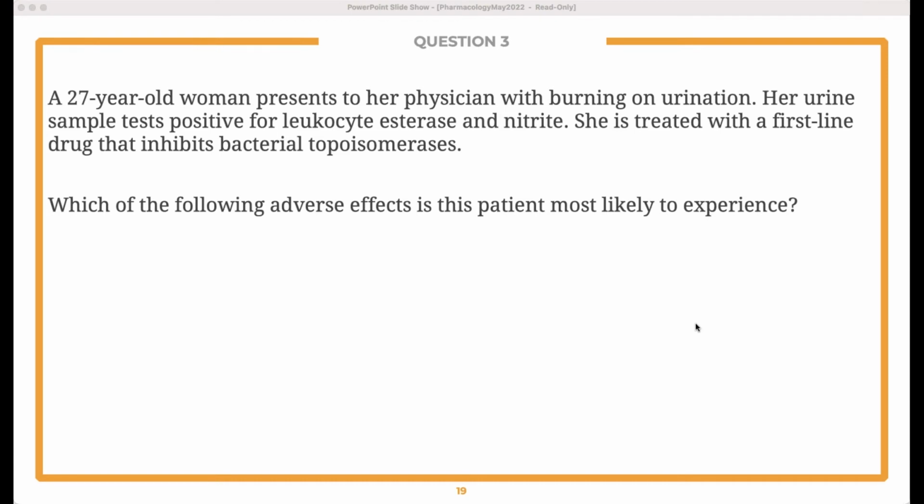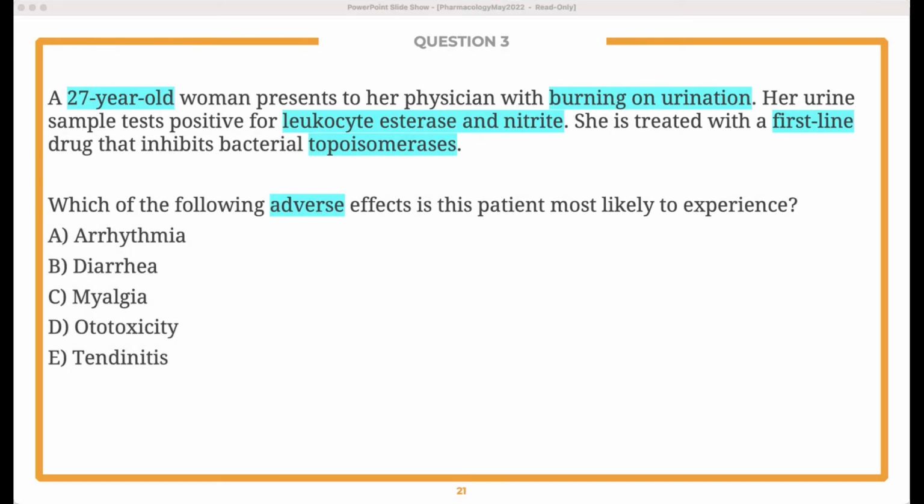Well, thank you, Jeff. Once again, we're going to show you what we think are the important clues in the vignette and lead-in here. Once again, a 27-year-old woman, right? She's presenting with burning on urination, she's got positive tests for leukocyte esterase and nitrite, and they treat her with a first-line drug that inhibits bacterial topoisomerase. They gave you a great clue there. And they're asking us which of the following adverse effects is this patient most likely to experience. So this is likely a 3-step question. We've got to figure out what's going on with this patient, what drug has this mechanism, and then what the side effect of that medication could be. So let's take a look at those answer choices and see if we can figure this out together.